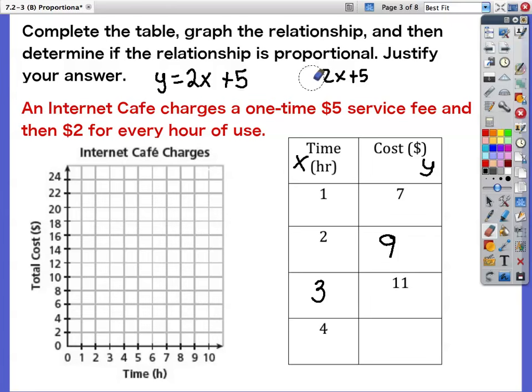And then we got one more. What happens when x is 4? Well, for this one, I'm going to actually plug it in and write it down. So y equals 2 times 4, because that's my x number, plus 5. 2 times 4 is 8, and 8 plus 5 is 13. Okay, great. So I completed the table.